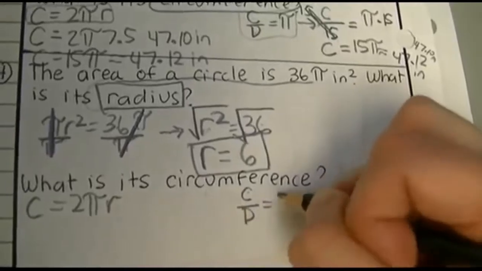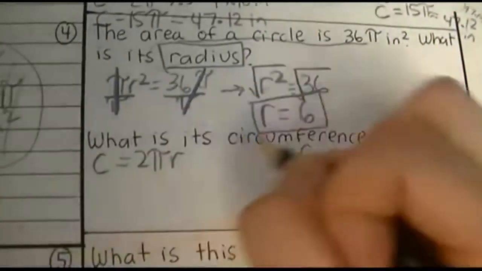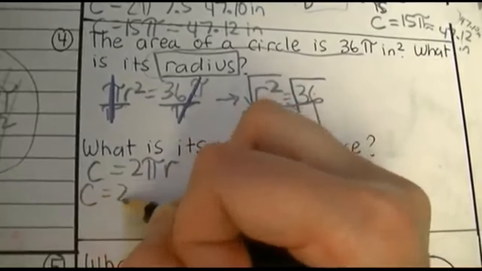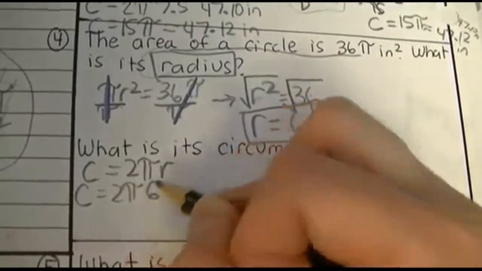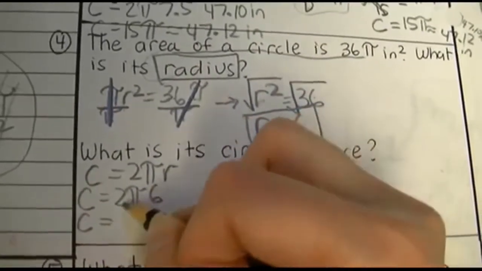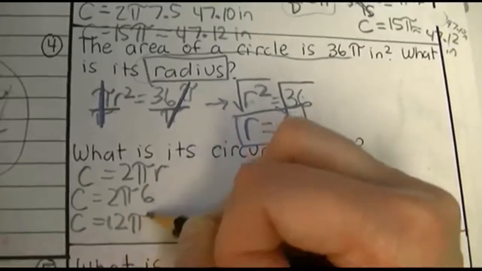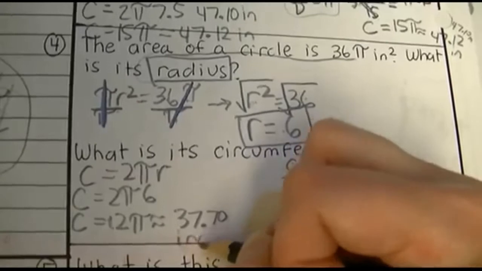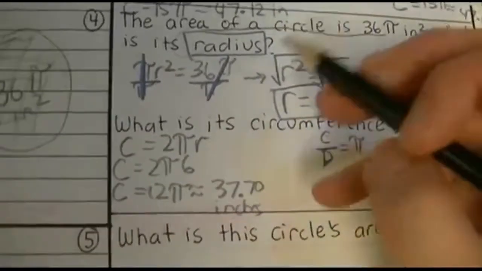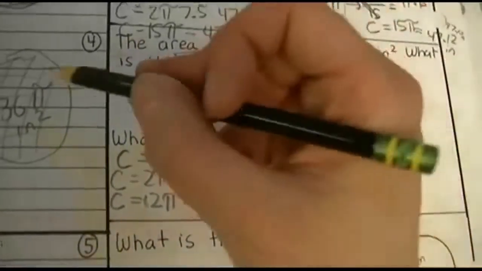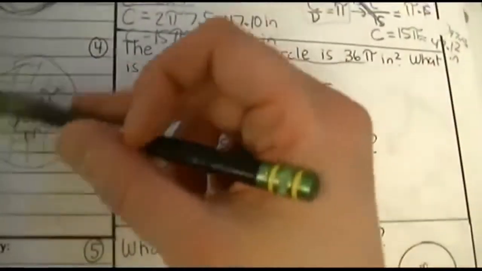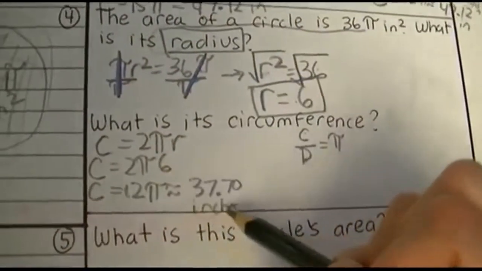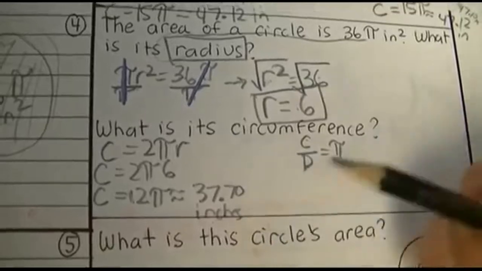Circumference divided by diameter is always going to equal pi. So I have the radius right here, times 6. So my circumference is going to be 6 times 2 is 12, and then times that by pi, which is going to be approximately 37.70 inches. And it's just inches because we're just looking for the circumference, okay? It's not going to be inches squared because inches squared would be area.